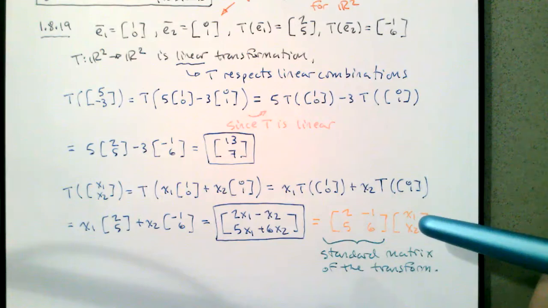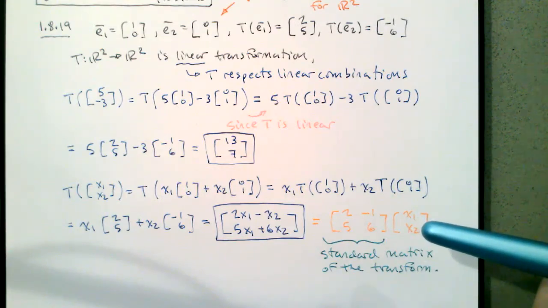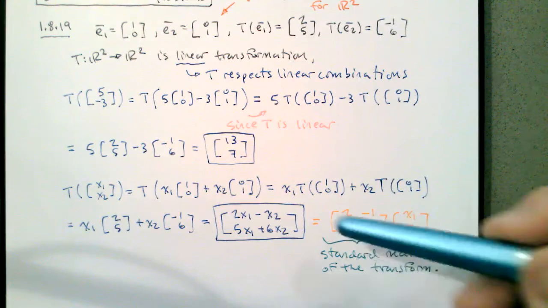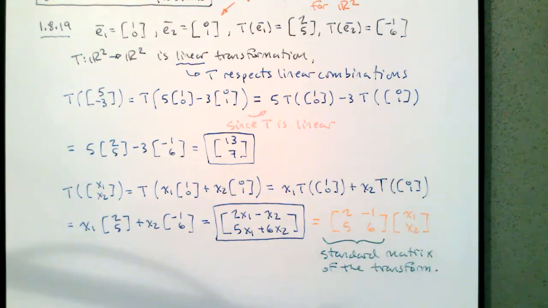I forgot which direction I was going. Was I doing invertible matrix or one-to-one and onto? The transformation is one-to-one because there's a pivot in every column, and it's onto because there's a pivot in every row. And it's also an invertible transformation because the standard matrix of the transformation is invertible.